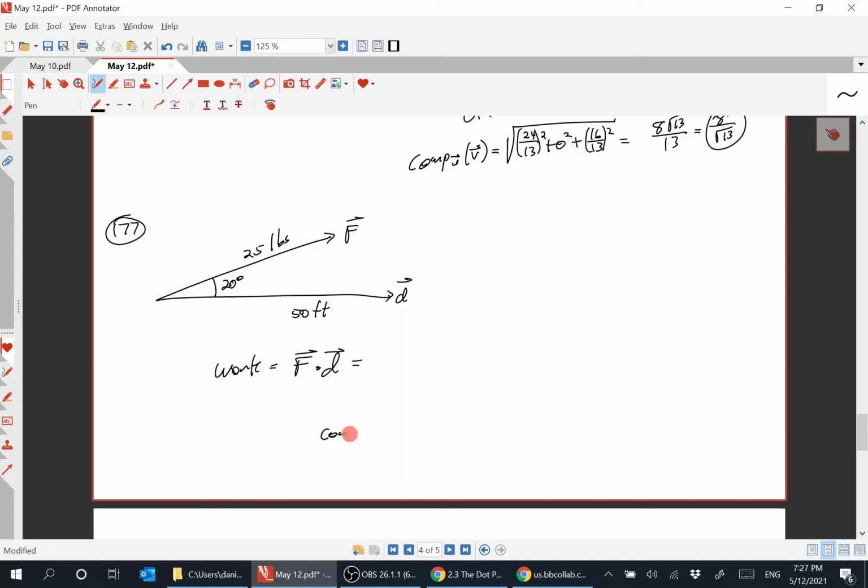So the component in the direction of D of F, which we just calculated before, is F dot D over the length of D, times D. That's force, that's distance. These guys cancel, and it's just F dot D. Pretty neat.